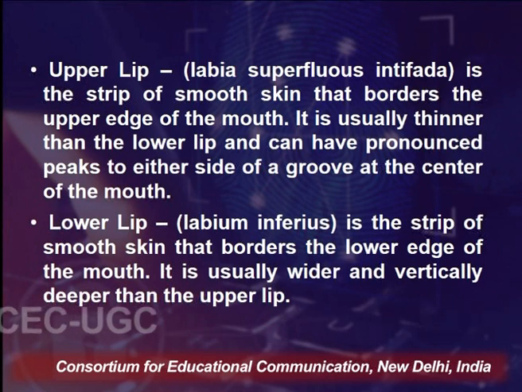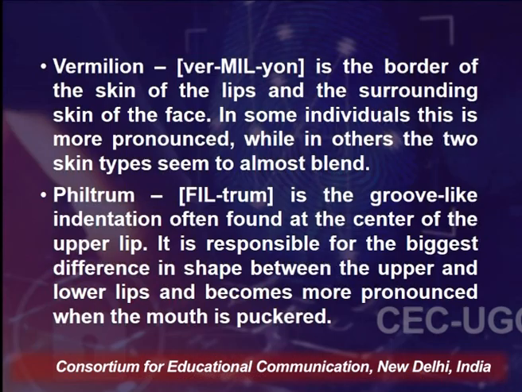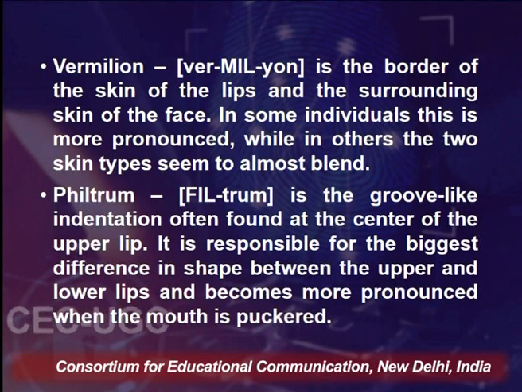So, if we look at the anatomy of the face, on the upper side of the mouth the portion is called the upper lip and the lower side is called the lower lip, and where both combine, that portion is known as the vermilion. Vermilion is the border of the skin of the lips and the surrounding skin of the face. In some individuals, this is more pronounced, while in others, the skin types seem to almost blend.